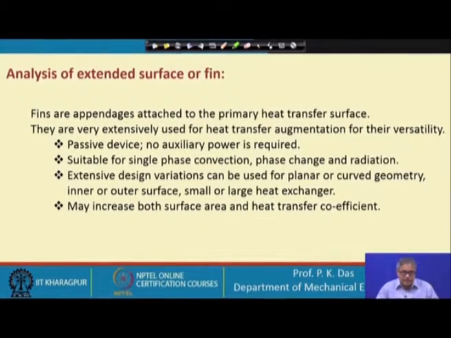Then extensive design variation can be used for planar or curved surfaces, can be used inside some sort of a conduit or outside the conduit. As I have told, it can be used for single phase, for both liquid and gas and liquid gas mixture. Then we can use it in a very small heat exchanger, or a fin heat exchanger could be very, very large. Okay. So, that is another feature.